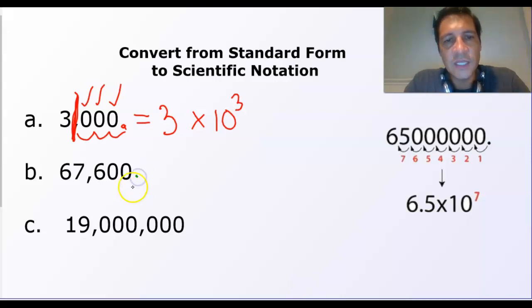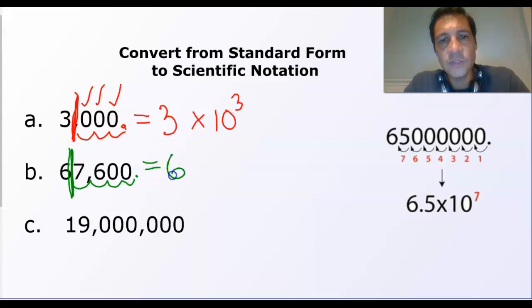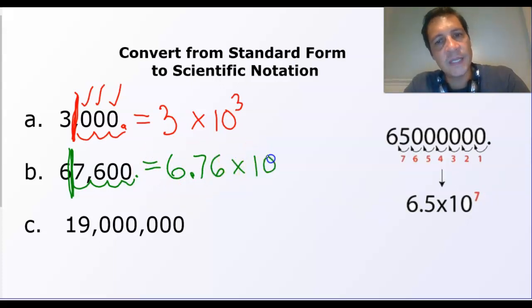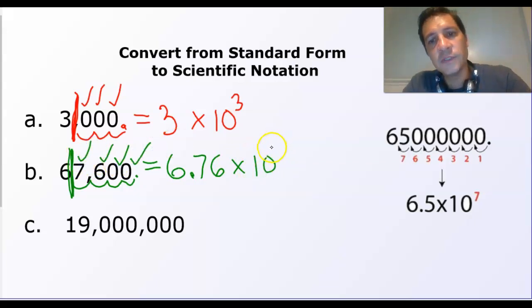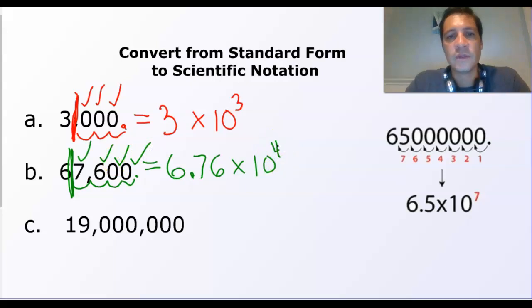67,600. Here's where the decimal is. To get this first factor between 1 and 10, I've got to move this decimal over here between the 6 and the 7 at the end there. So this is going to be 6.76. I know I've got to multiply by 10 to a power. What's the exponent? Well, I move the decimal 1, 2, 3, 4 times, so it's 10 to the 4th.